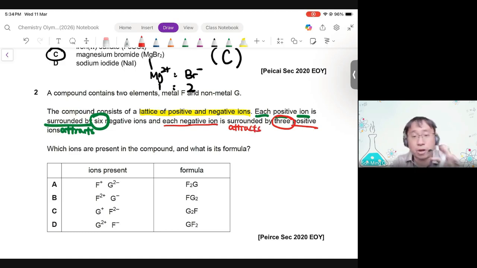The negative ion attracts 3 positive ions. Oh, how am I going to solve this problem? Use common sense now. Replace the word "surrounded" by "attracts". If I'm a positive ion, I attract 6 negative ions. But if you are the negative ion, you can only attract 3 positive ions.